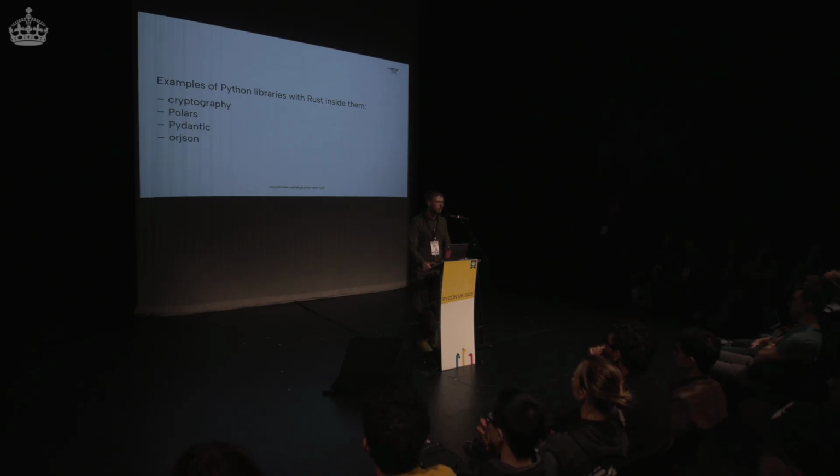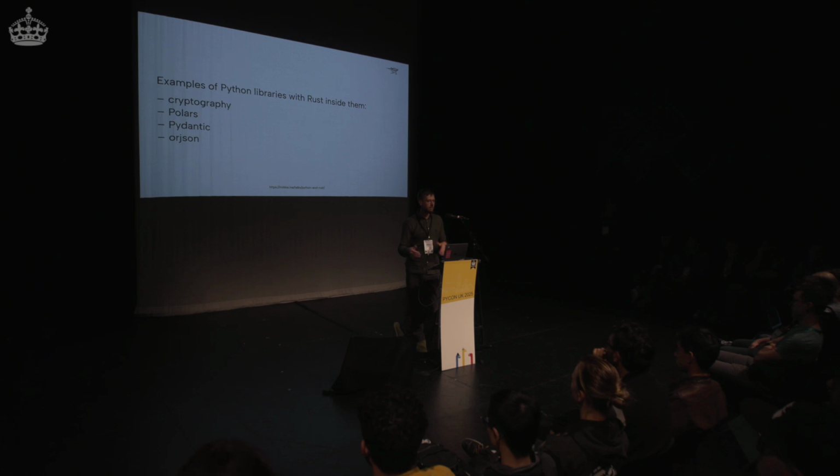And yeah, the Python community has picked it up, as has been mentioned during this conference many times. I have this list of a couple of big name Python libraries with significant parts of Rust in them. Cryptography, Polars, it's a data frame library, Pydantic for data validation, or JSON for JSON parsing. And for all of them, the performance is a big part of why they have made this design choice.